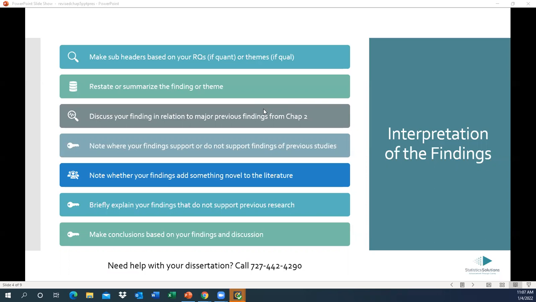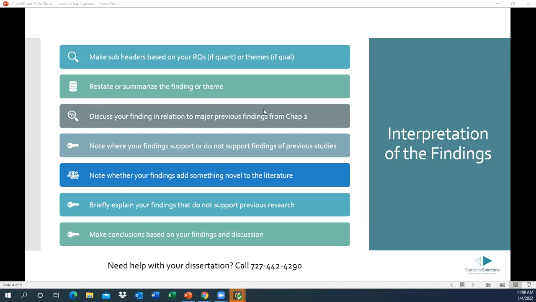So this is a really plain spoken chapter. You can add some of the important statistics to help reinforce your summary of the findings if you want, but you don't need a lot of statistics here. Again, that's if your study is quantitative. So for research question 1 or theme 1, lay out what you found. And then the idea is to bring in findings of previous research in the area, major findings from your chapter 2, right?